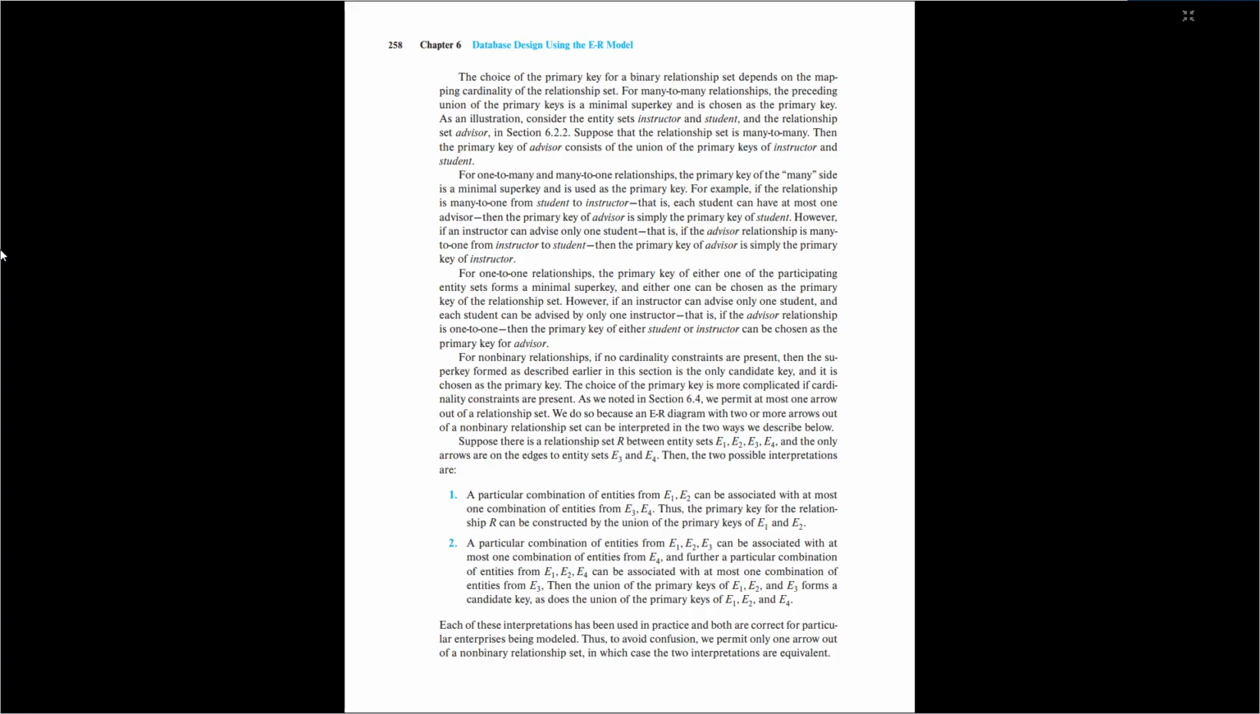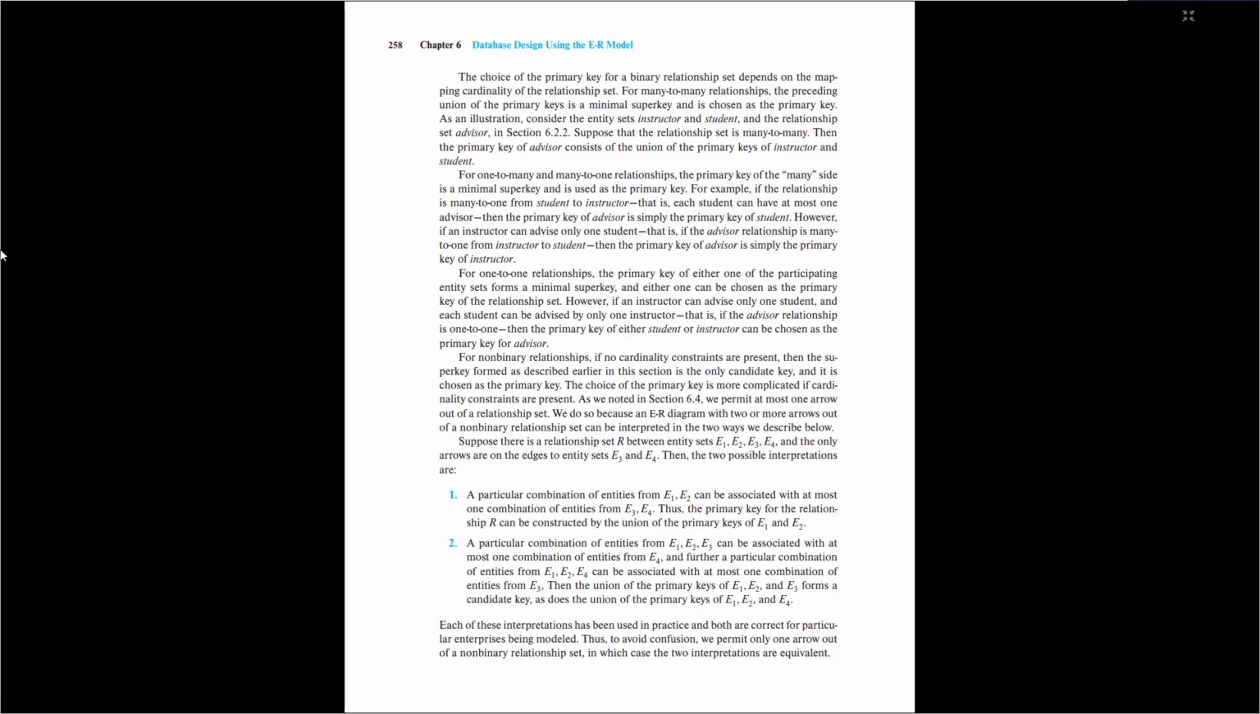For one-to-one relationships, the primary key of either one of the participating entity sets forms a minimal superkey, and either one can be chosen as the primary key of the relationship set. If an instructor can advise only one student, and each student can be advised by only one instructor, that is, if the advisor relationship is one-to-one, then the primary key of either student or instructor can be chosen as the primary key for advisor.